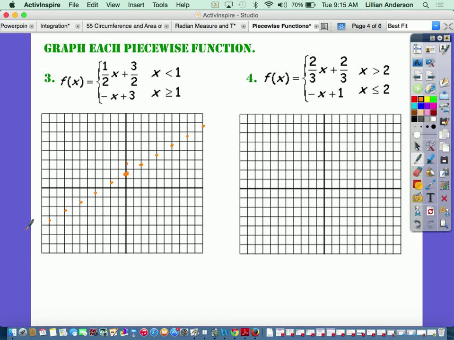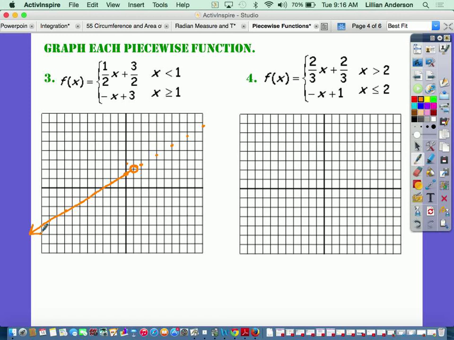Now I'm only concerned about my x values that are less than one. So I go to one, which is about right here. I want all the values that are less than one. Now, is one included with this function? No. So when I want to show that one is not included, I use an open circle. So there's going to be an open circle at one, and I want all the x values that are less than one. And there is the first function in my piecewise function.